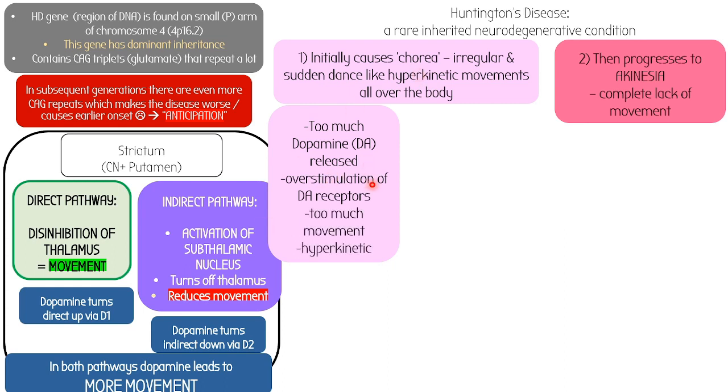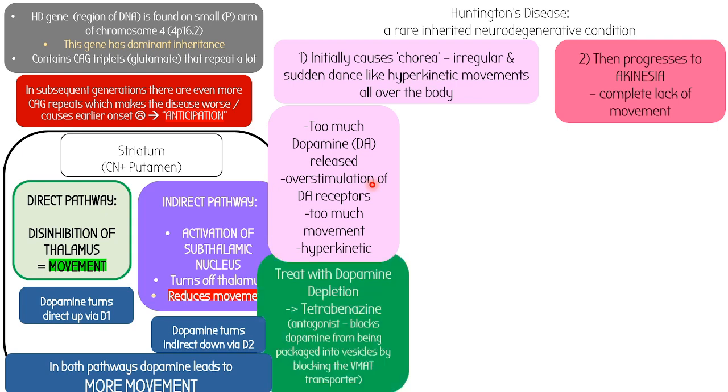And this can be treated kind of logically by depleting dopamine. So if the theory is there's too much dopamine, we can deplete dopamine with a drug called tetrabenazine. Essentially, you can think of it as a dopamine antagonist. If you want to go into more detail, essentially it blocks dopamine from being packaged into vesicles by blocking a VMAT transporter.